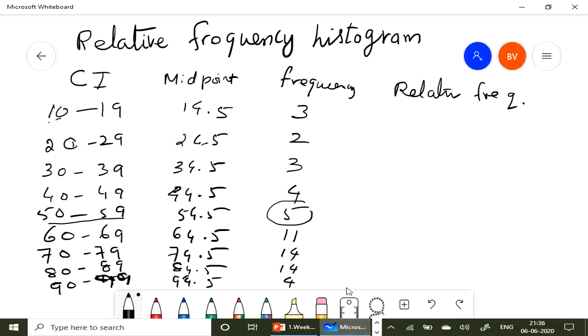Now we have written the frequency. Finally, we are writing relative frequency. How do you find relative frequency? Divide the frequency by the total number. Frequency is 3, total number of elements is 60, the sample size, isn't it? So use a calculator. Check what is 3 over 60. 3 divided by 60 is 0.05.